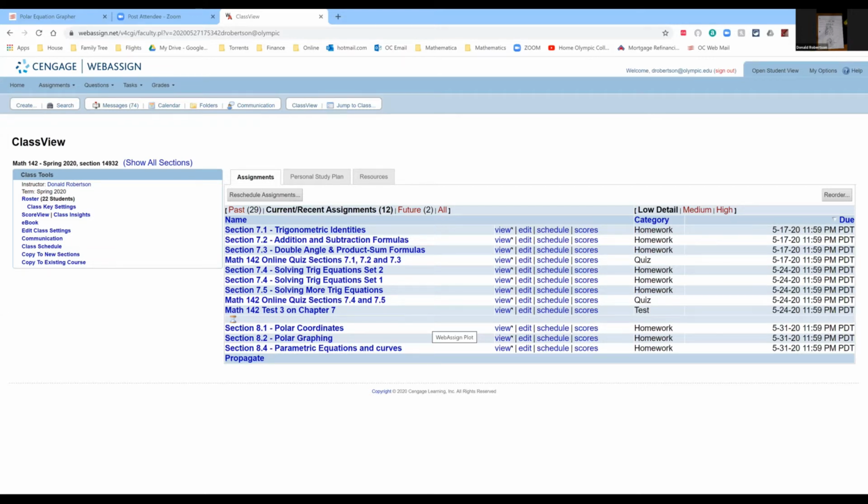So you've got a whole section with just one task, getting you used to using some software to sketch polar curves of the form R equals. And that's about all there is to that. There isn't really anything else I need to bring up. Are there any questions about that?